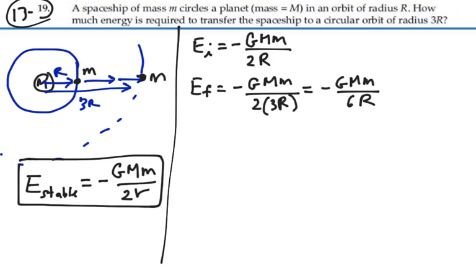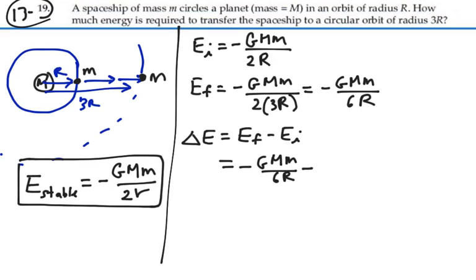It's actually a greater energy, so our change in energy, which will be our final energy minus our initial energy, and that will be the energy that we have to add in order to get to that final state, will be equal to negative G big M little m over 6r minus our initial energy, which is negative G big M little m over 2r.